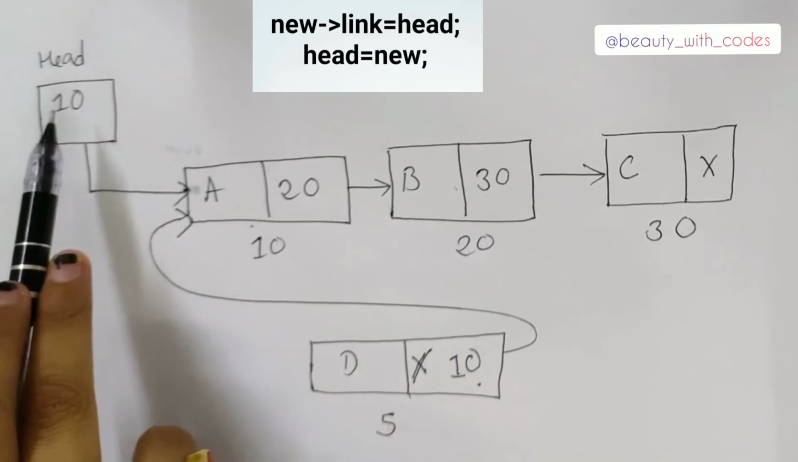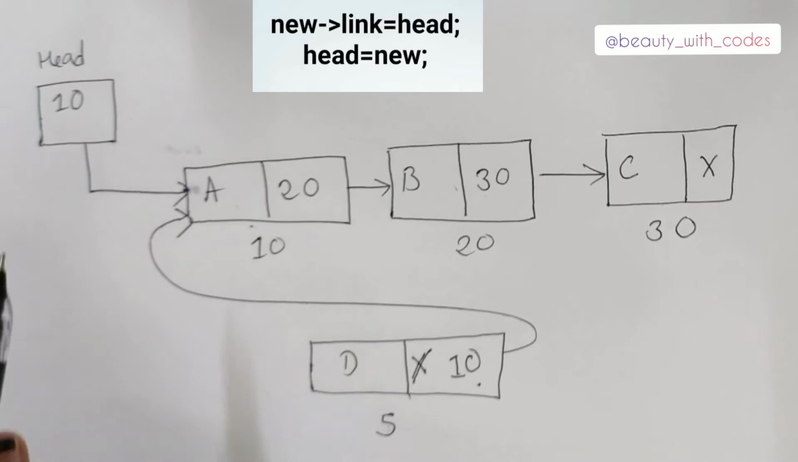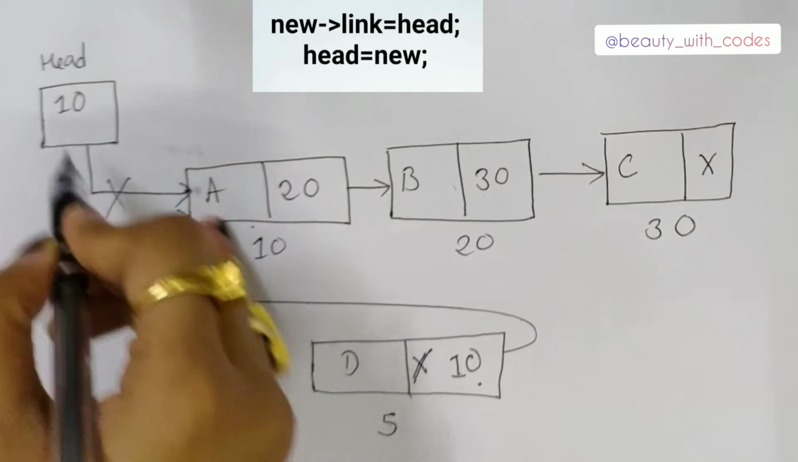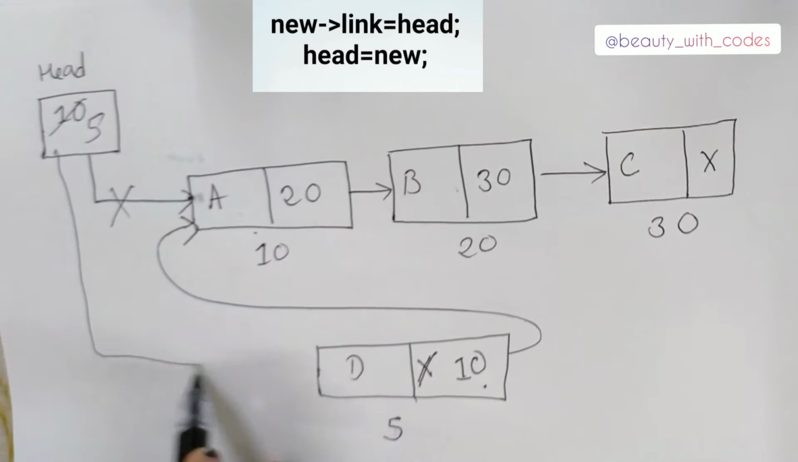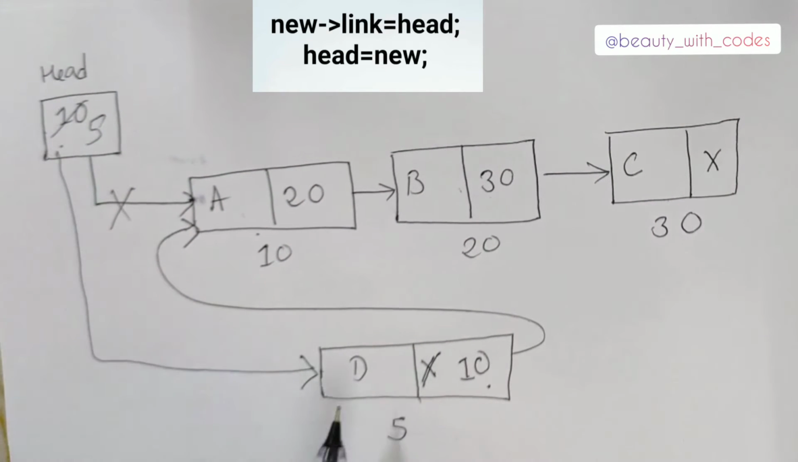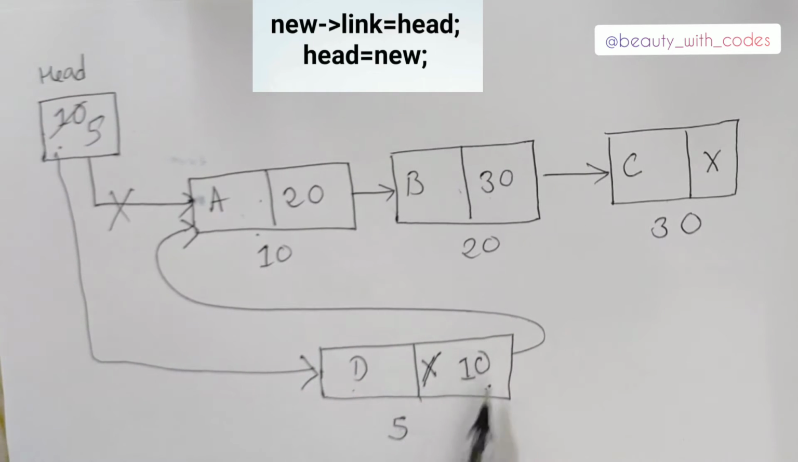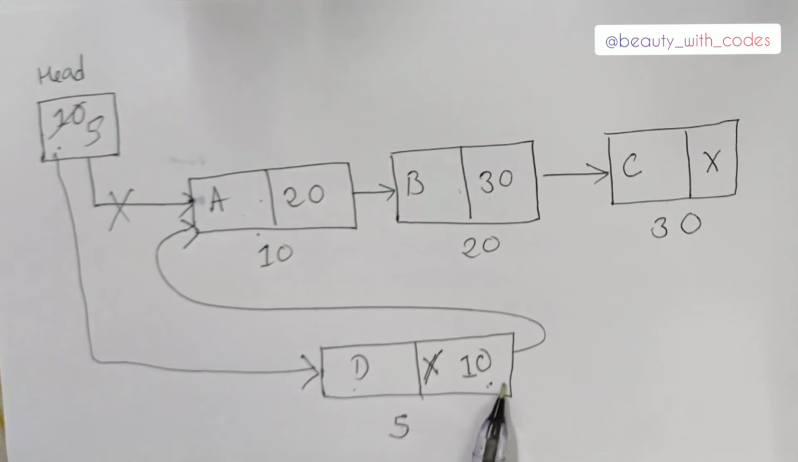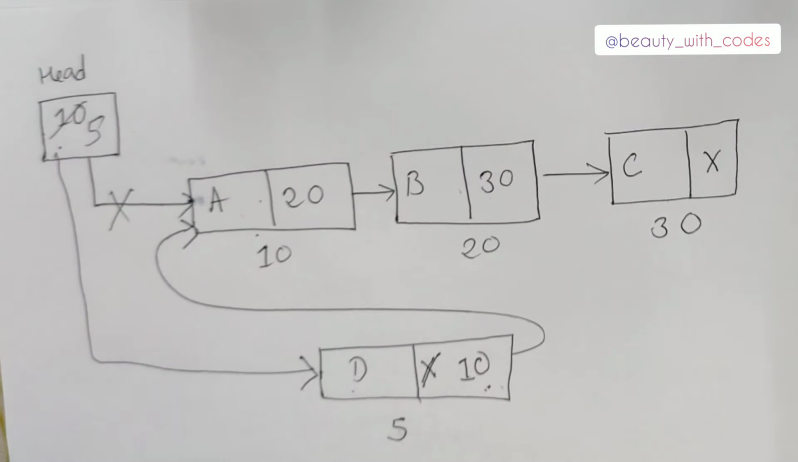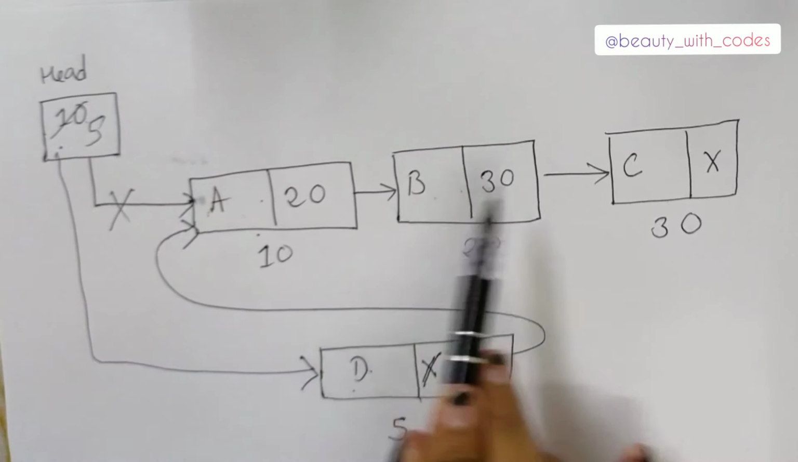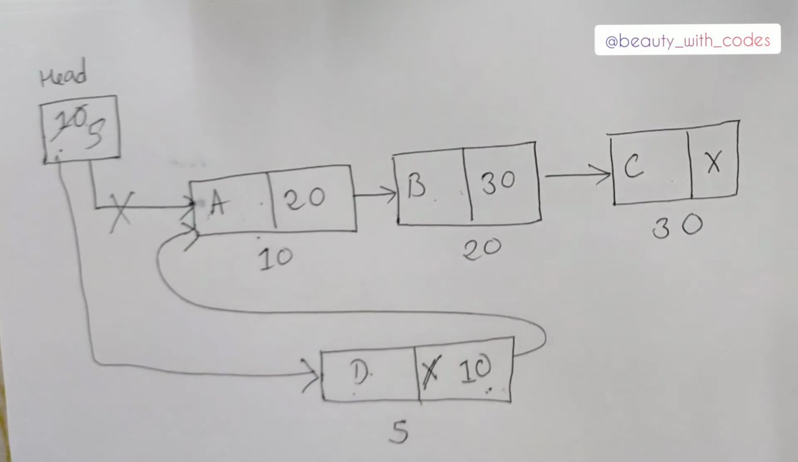And yes, head is also holding the address of A, but this time what do we want? We want D as our first node. So what can we do? We will make head point to D. So see, now head can point to D because the address of A is secured in D, isn't it? So yes, this method is the better one, or we can say the only one, because the method which I showed earlier was completely useless. So now what is our linked list? Our linked list is D, A, B, C.